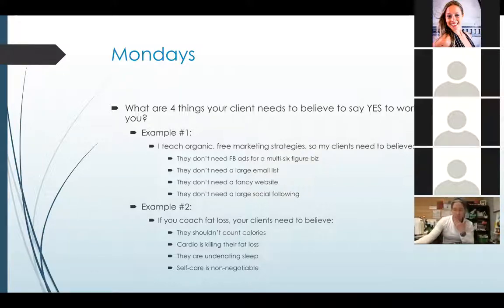Let's say you coach fat loss, right? Maybe you need your clients to believe that they shouldn't count calories, because that's in support of your philosophy, and it's different from what your competitors are marketing. Maybe they need to believe that cardio is killing their fat loss. If you're a kettlebell gym, for example, that would be good for people to believe, because it's very strength-based, right? They may need to believe something about sleep if that's in your philosophy. Maybe they need to believe that self-care is a non-negotiable.